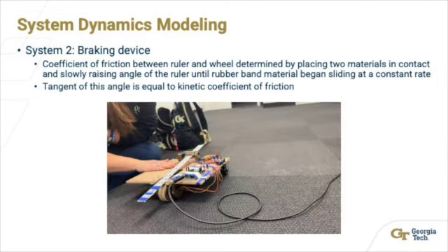The coefficient of friction between the ruler and the wheel was determined by placing the two materials in contact and slowly raising the angle of the ruler until the rubber band material began sliding at a constant rate. The tangent of this angle is equal to the kinetic coefficient of friction. The following video is a demonstration of the braking system in action.